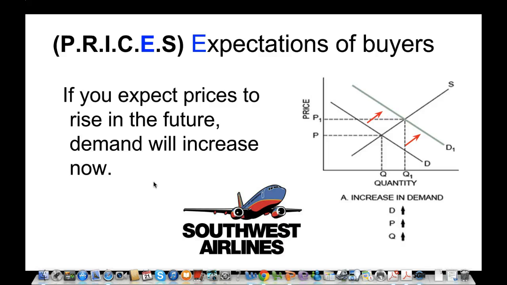E stands for expectations of buyers. If you expect prices to rise in the future, then your current demand will increase now. That can be, for instance, with airlines. The airlines tend to raise prices around peak holiday seasons, but they do offer some fares that go on sale occasionally. If they can figure out how to get you to buy your ticket now, then they can better predict their plane load in the future. So they will sometimes have sales, and by taking advantage of the price today, you are in a sense hoping that you're not going to have to pay a higher price later. So that's the expectations effect.